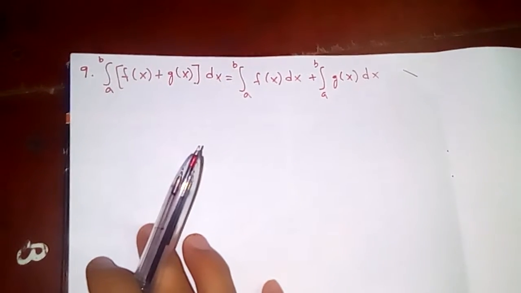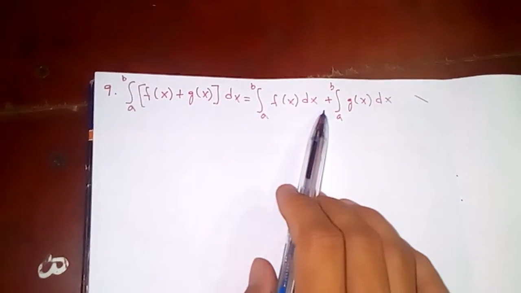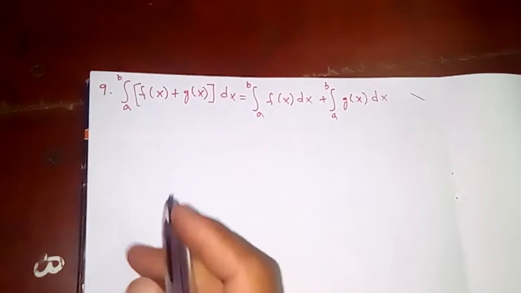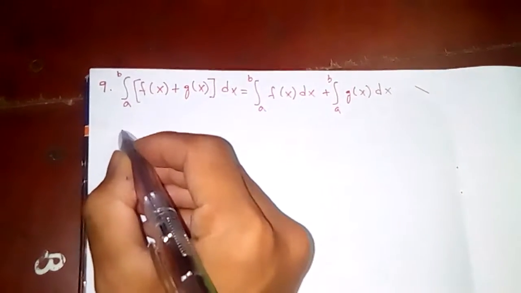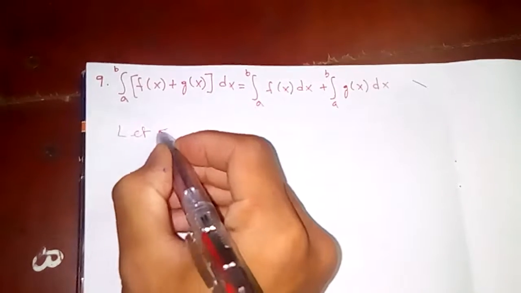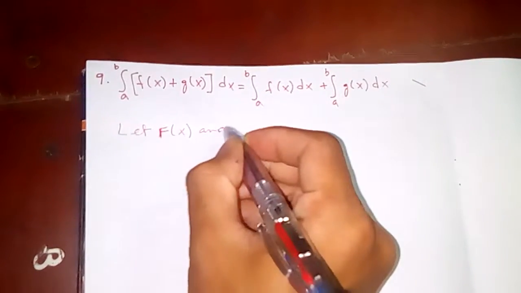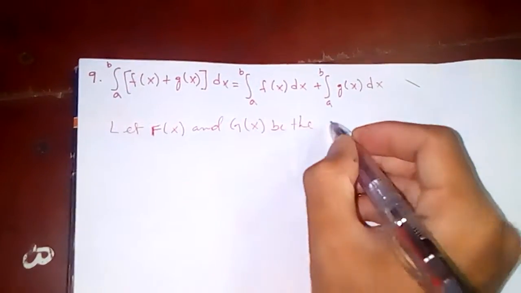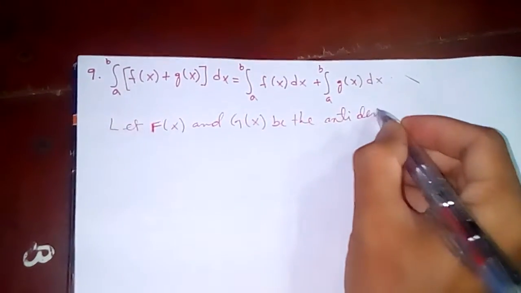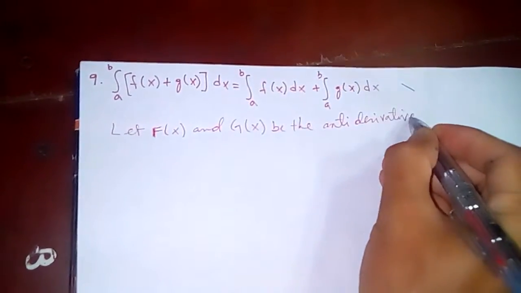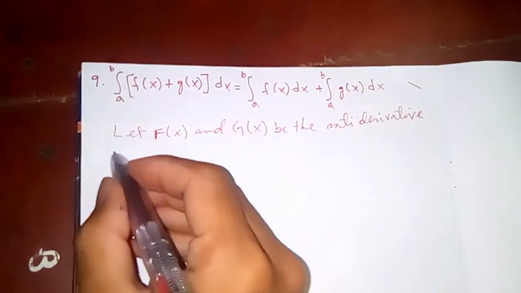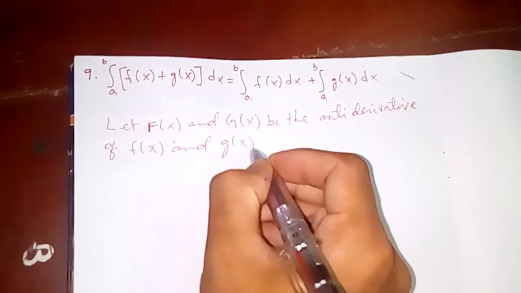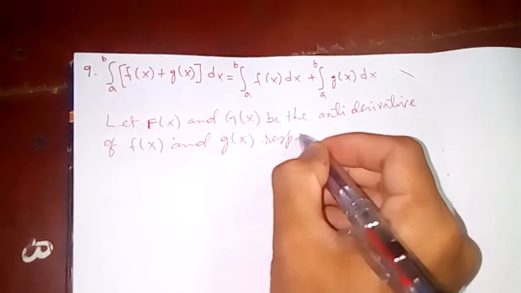So let's prove this. Now, let capital F of x and capital G of x be the antiderivatives, meaning the integrals, of f of x and g of x respectively.